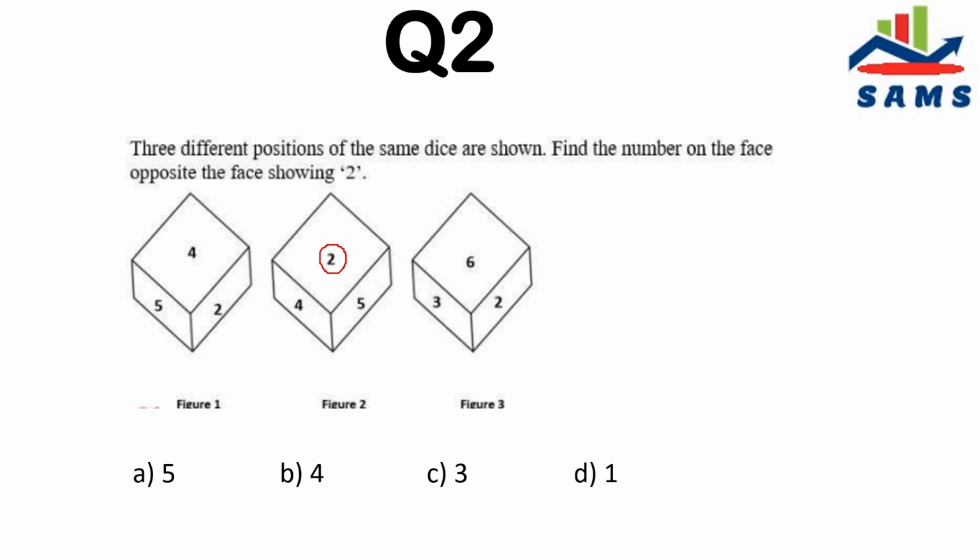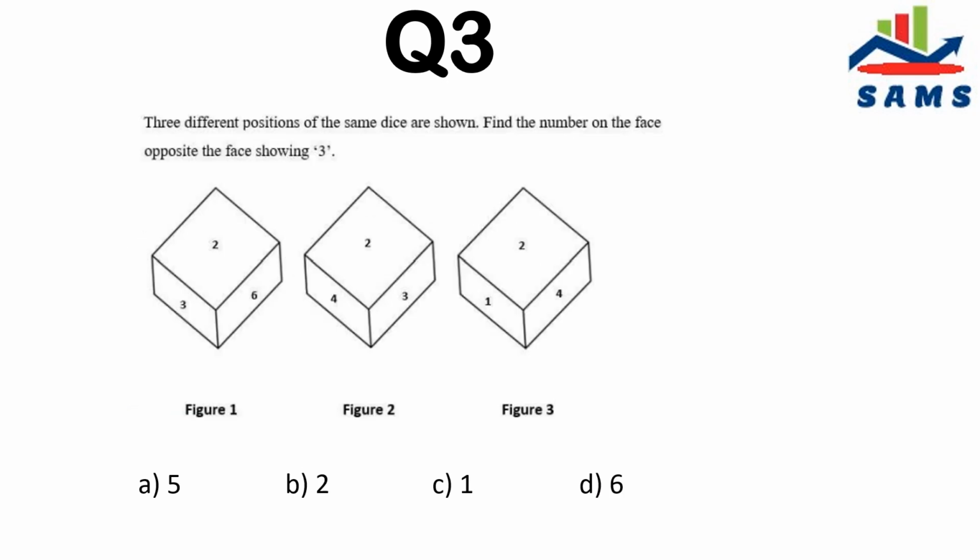So again, we look for the number that is common on all the 3 dice. So I can see a 2 here and a 2 here. Let us find out the numbers adjacent to the number 2. So I can see a 3 here, a 4 here, a 5 here and a 6 here. So all these numbers are adjacent to the number 2. So what number should be on the opposite side then? The number 1 is missing here. So the correct answer should be number 1. So number 1 is the number that is on the opposite side of the number 2.